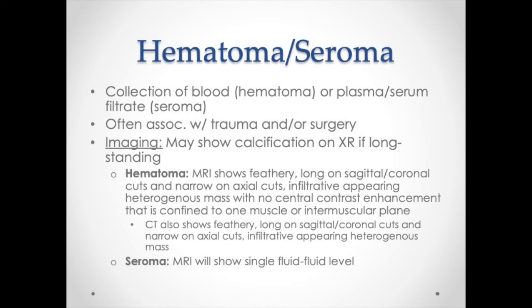On a hematoma, the MRI will show a feathery lesion, long on sagittal and coronal cuts and narrow on axial cuts, with an infiltrative appearing heterogeneous mass with no central contrast enhancement that is confined to one muscle or intermuscular plane. CT will also show the feathery, long on sagittal and coronal cuts and narrow on axial cuts, infiltrative appearing heterogeneous mass. For a seroma, the MRI will usually show a single fluid level of the large cystic component of it.